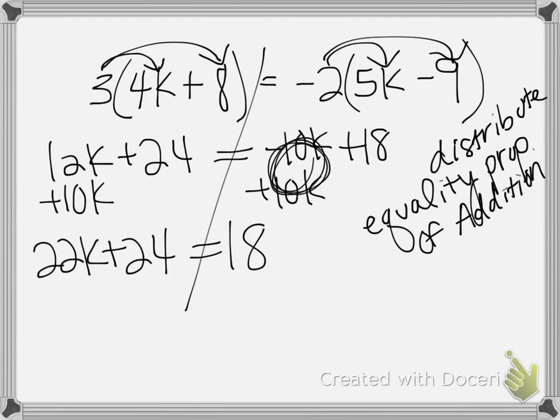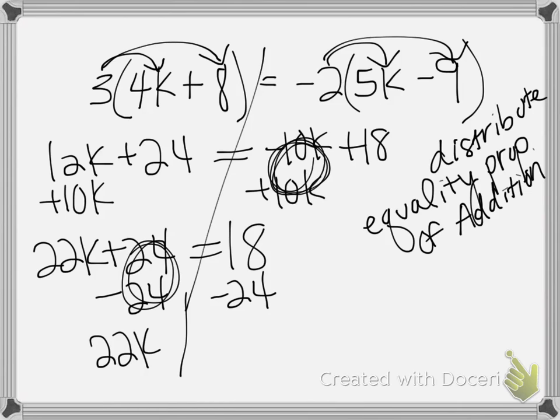If you wanted to write that out in your own words, what that property is or that step, you could also say I add 10k to both sides to keep the equation equal, or something about adding the same thing to both sides and keeping it equal. So the next step I'm going to minus 24 both sides. 22k equals, well, this is negative 6.